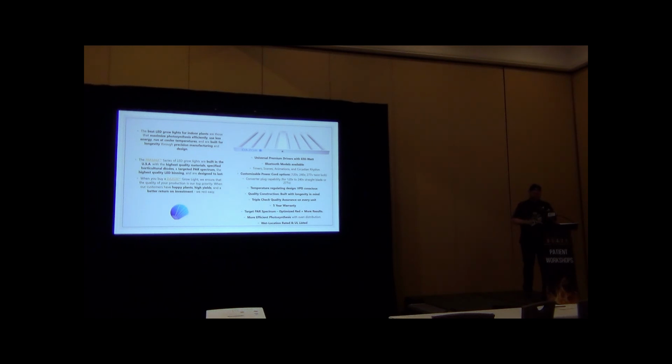So I think I covered most of the stuff. Triple check quality assurance on every unit, 5-year warranty, targeted PAR spectrum and quality of light being what's most important to production, and then more efficient photosynthesis. So the energy that you're paying in your electrical bill is going into the plant, and that is coming out as really nice, pretty bud, and you're getting a lot more of it.